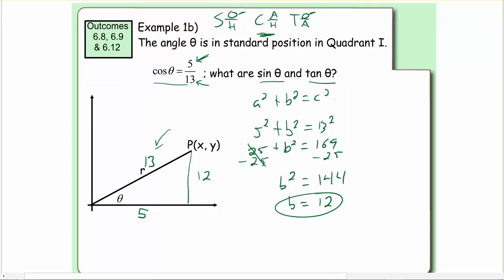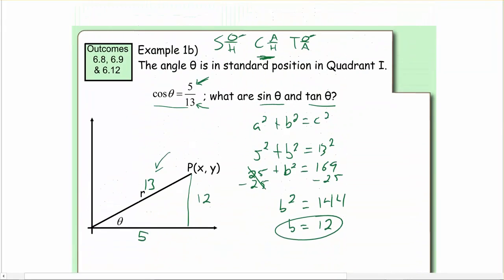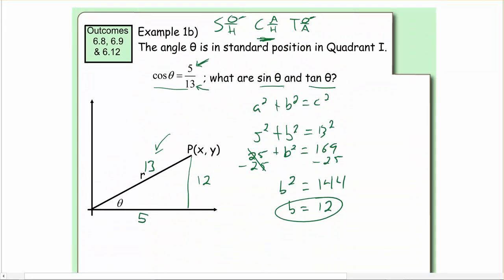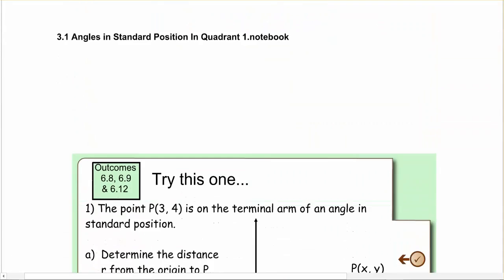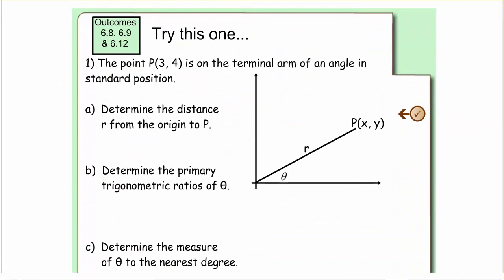So now, that's the hard part. That's really everything that's difficult about this, because now it just wants to know what sine theta and tan theta are. Well, sine theta, according to SOHCAHTOA, is opposite over hypotenuse, so that's just 12 over 13. Tan theta is opposite over adjacent, so that's just going to be 12 over 5. Okay, so just like that. Okay, so I'm going to let you guys go ahead and try this one on your own.